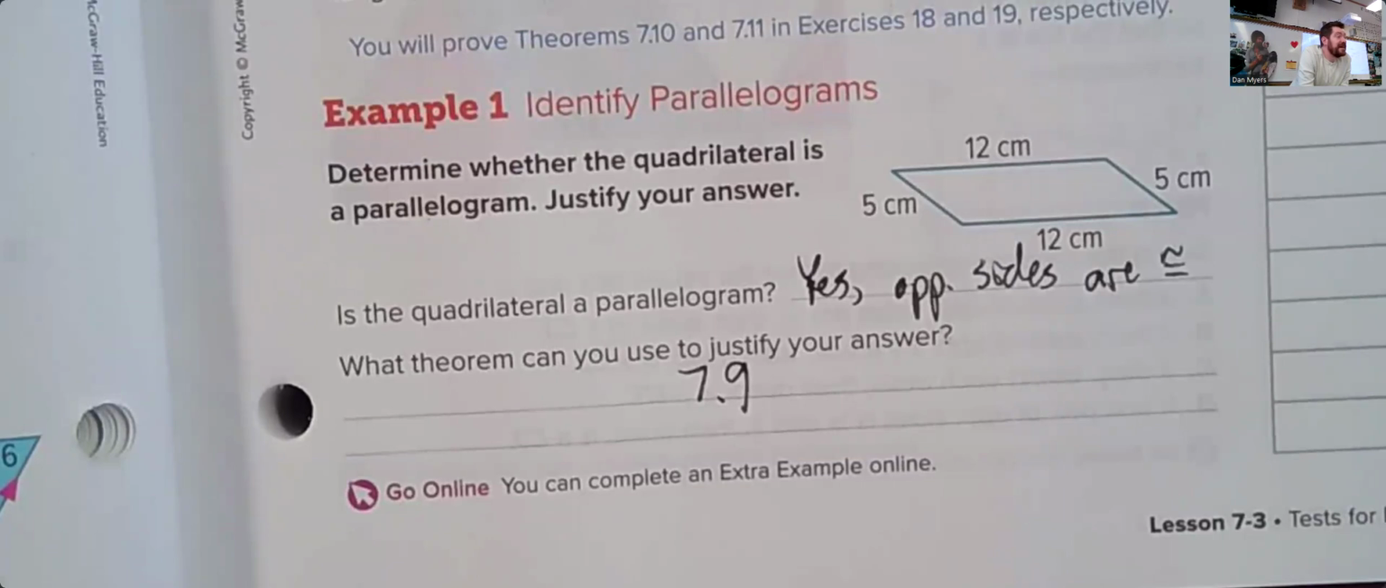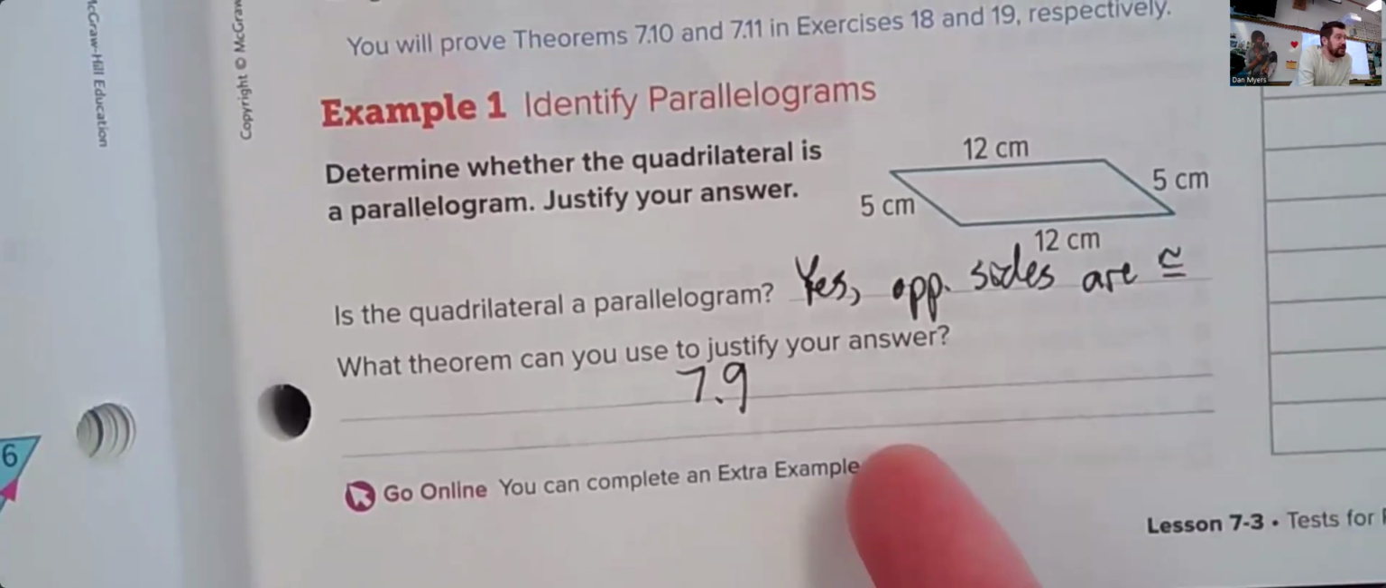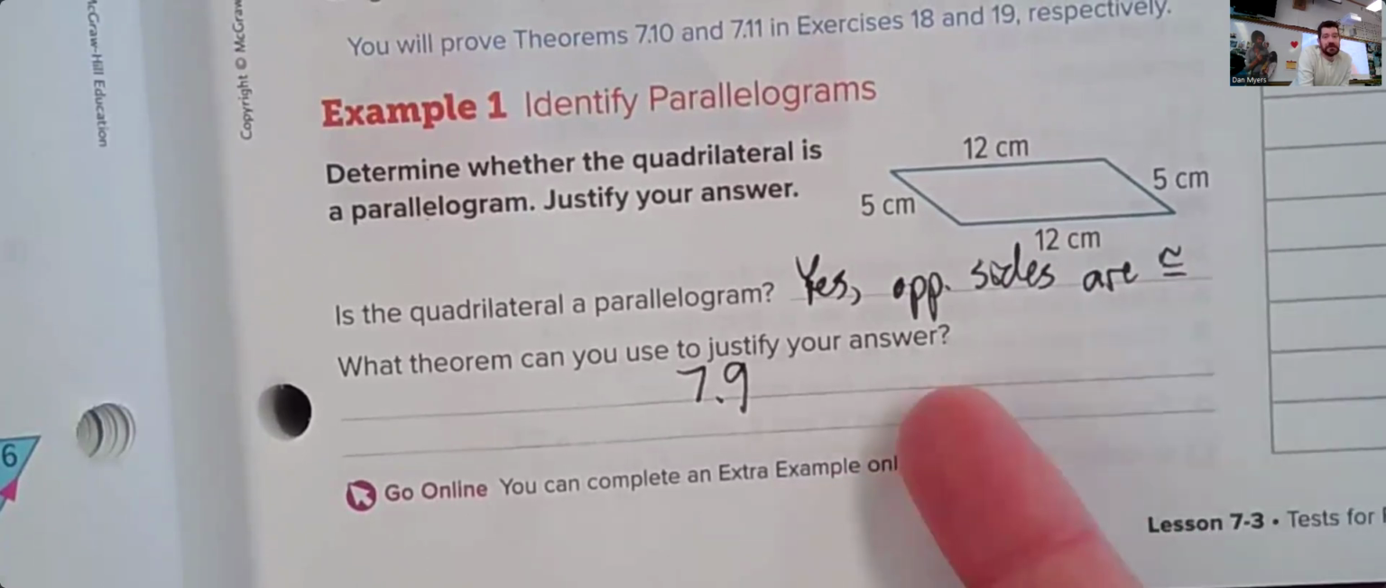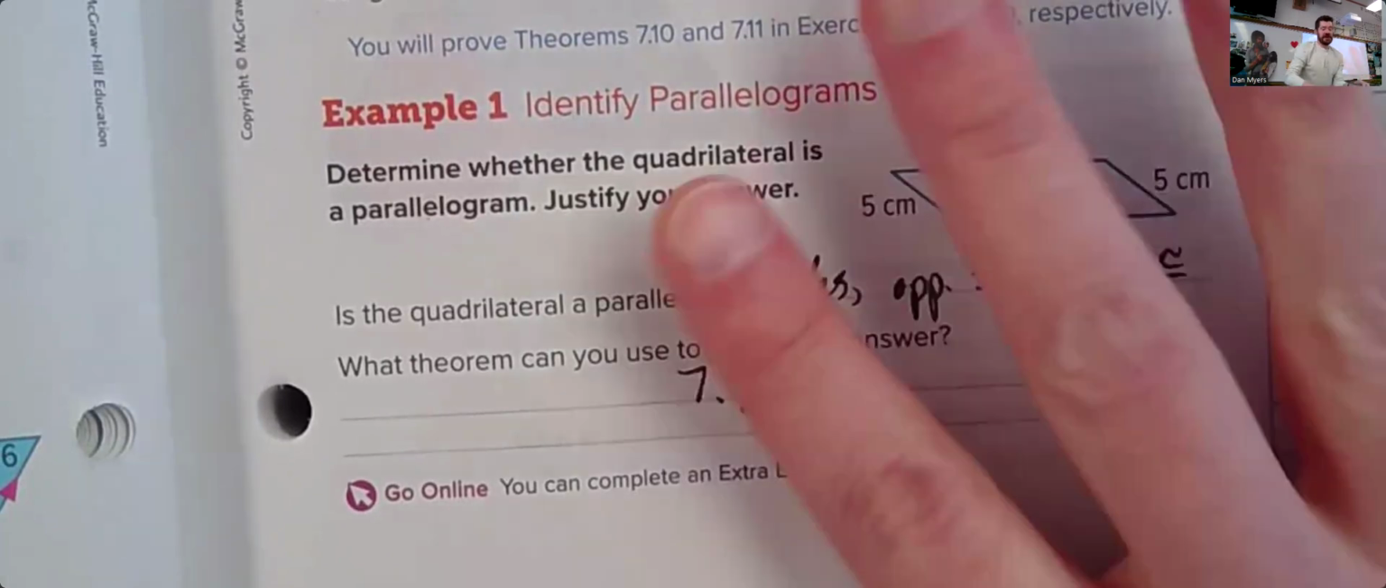All right, questions about that? This is kind of the basics of what we're doing today. Figure out if it's a parallelogram, say why, what theorem are we using to make that statement. So turn the page, here we go.